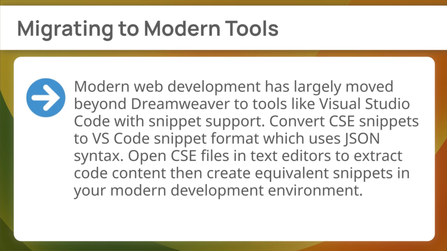Finally, migrating to modern tools. Modern web development has largely moved beyond Dreamweaver to tools like Visual Studio Code with snippet support. Convert CSE snippets to VS Code snippet format, which uses JSON syntax. Open CSE files in text editors to extract code content, then create equivalent snippets in your modern development environment.